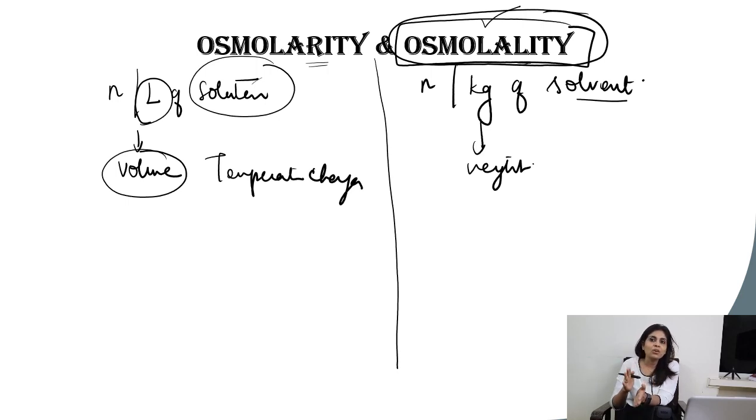The same Ganong, the last chapter, renal physiology, they would have mentioned it as the normal serum osmolality is 285 to 295 milliosmoles per kilogram. So as far as serum or plasma is concerned, you can use both the terms interchangeably. But if you are asked which is a better index, your answer should be osmolality.